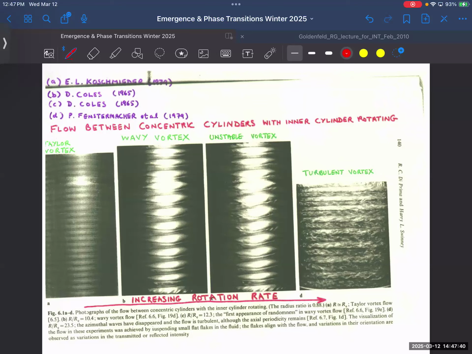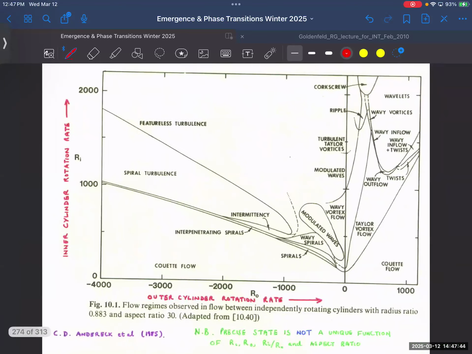Now you might say, well, how complicated can the phase diagram be of such a system? Well, here's the phase diagram. Okay, right, everybody in the room falls over. It's amazingly complicated. This is the outer cylinder rotation rate on the horizontal axis, the inner cylinder rotation rate on the vertical axis. And you have all these different phases.